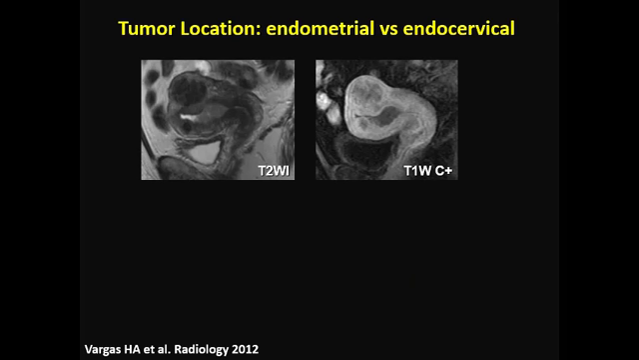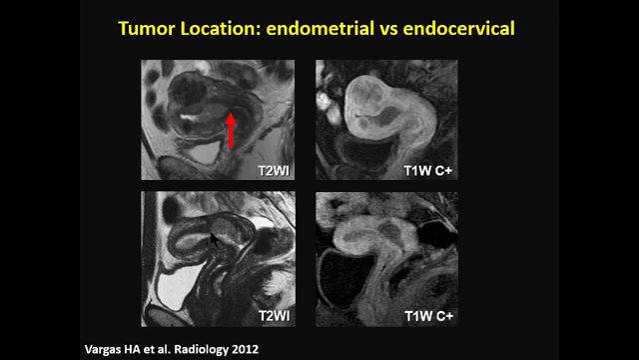It's one of the really good papers in this field. It's written by one of my colleagues, Alberto Vargas, looking at tumor location, endometrial versus endocervical. And it's actually pretty simple when you think about it. You have to identify the internal cervical os. And if the majority of the tumor is cranial to the internal cervical os, that's going to be an endometrial cancer. And you can see here after contrast, just another image. And if the majority of the tumor is caudal to the internal cervical os, then this is going to be a cervical cancer.